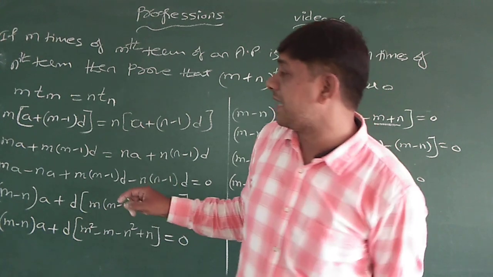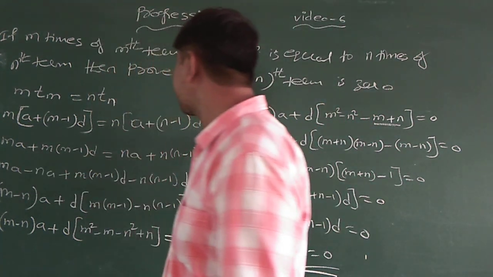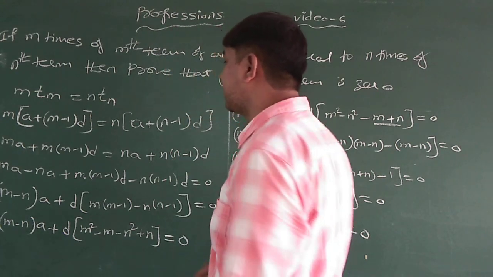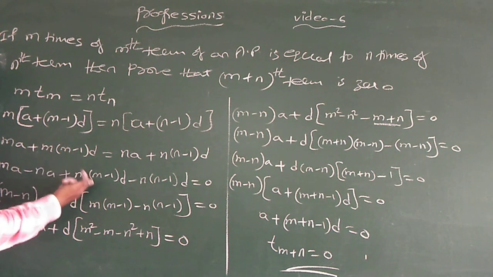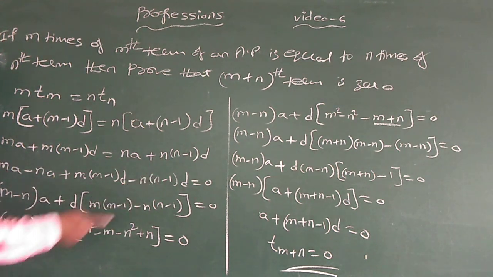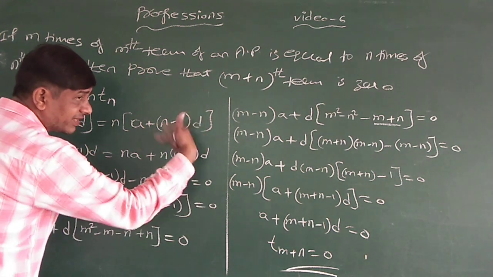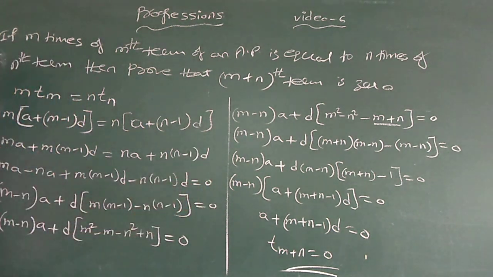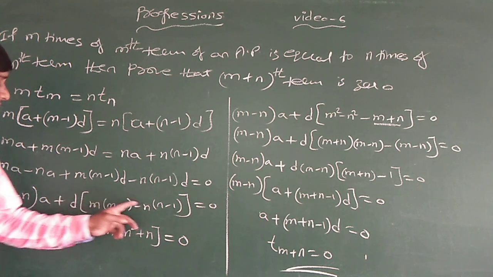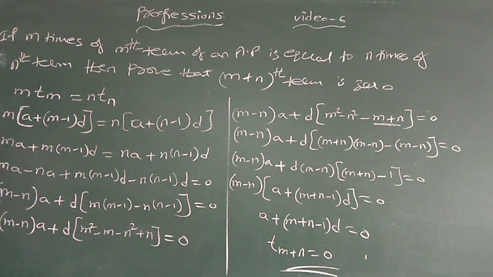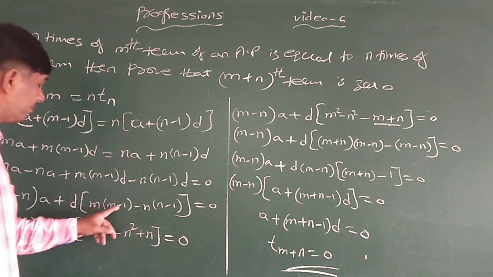Now, ma plus m minus 1 into d is equal to na plus n into n minus 1 into d. Now all the terms I take to the left side. ma minus na plus m into m minus 1 into d minus n into n minus 1 into d is equal to 0 on the right side. Before, at the start, I forgot; correct that one. Now ma minus na: from these two, a is common. So m minus n into a plus d into m square minus m minus n square plus n is equal to 0.